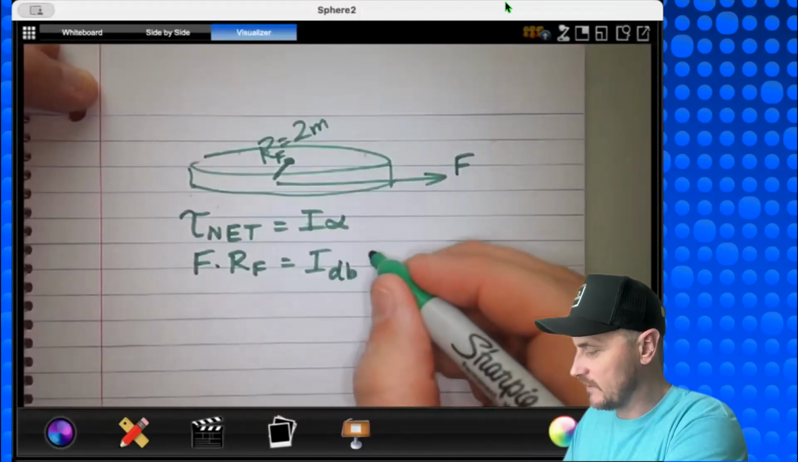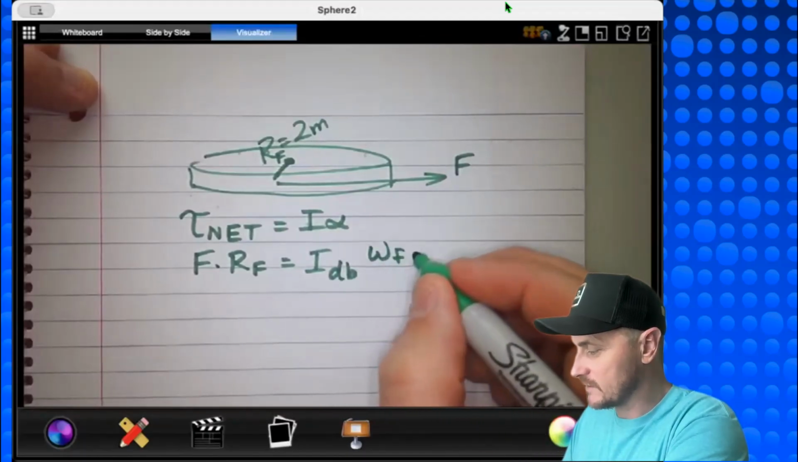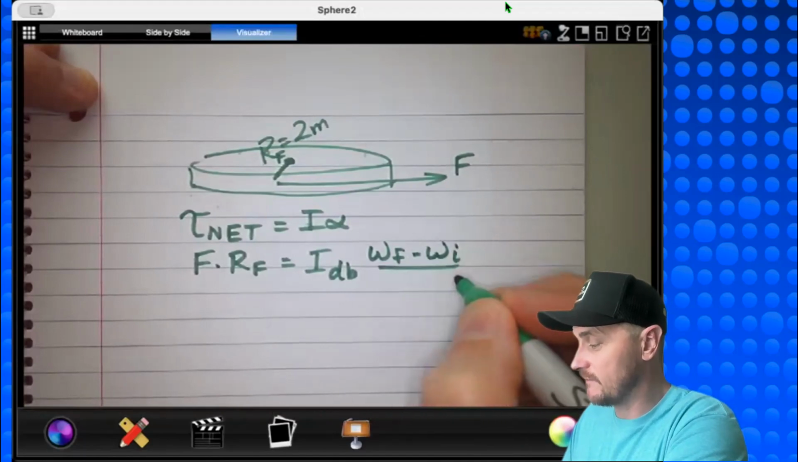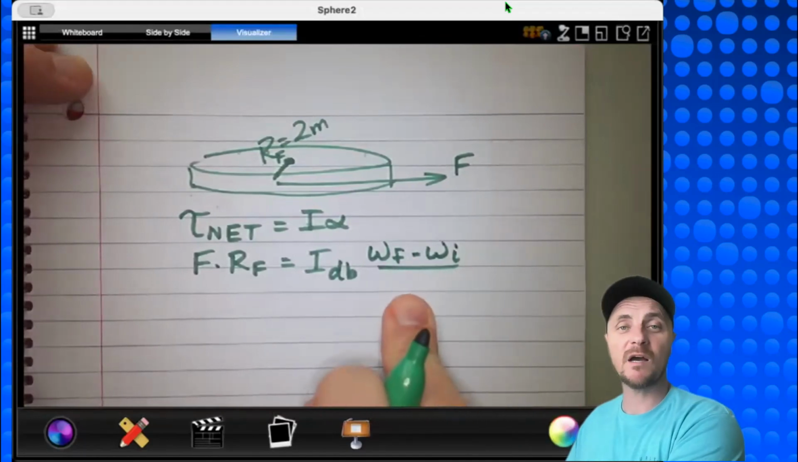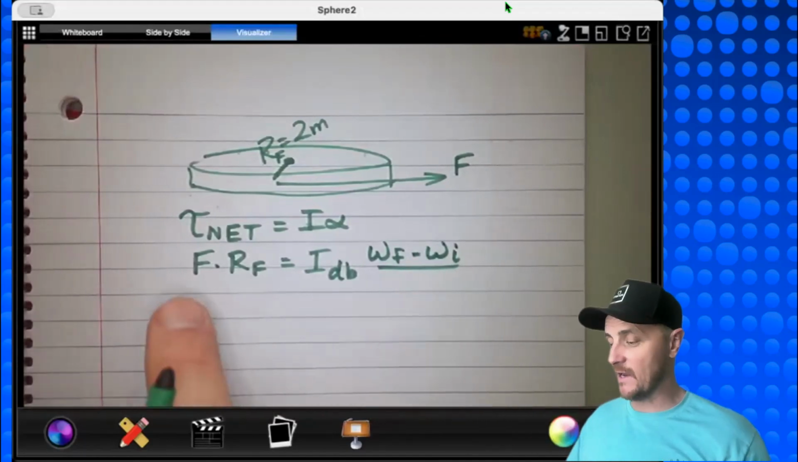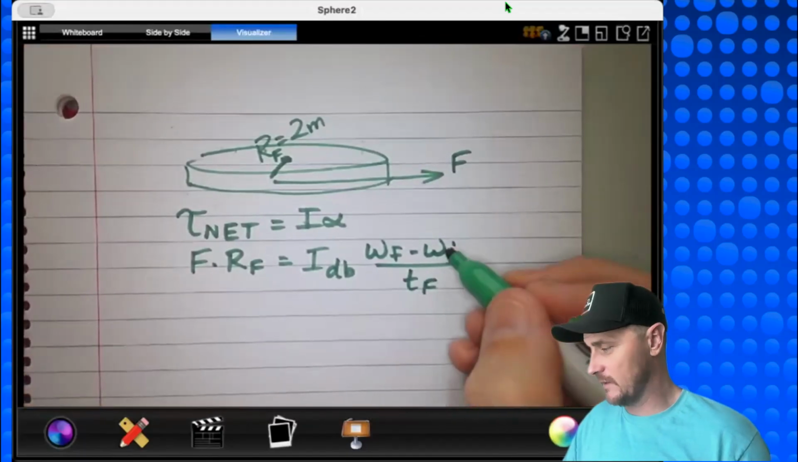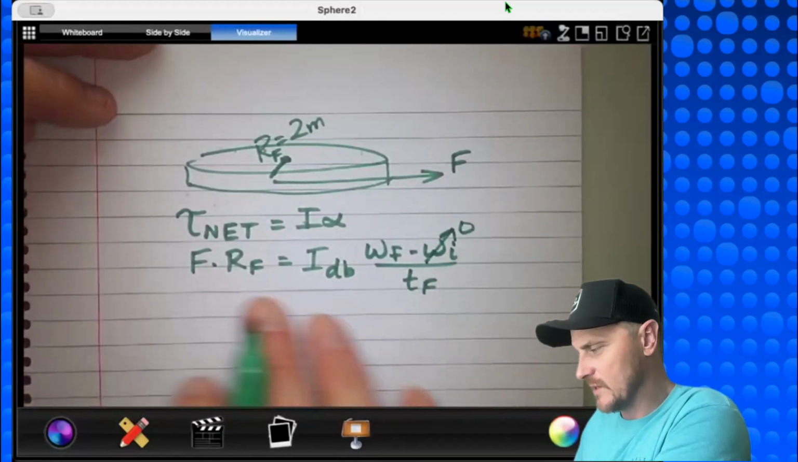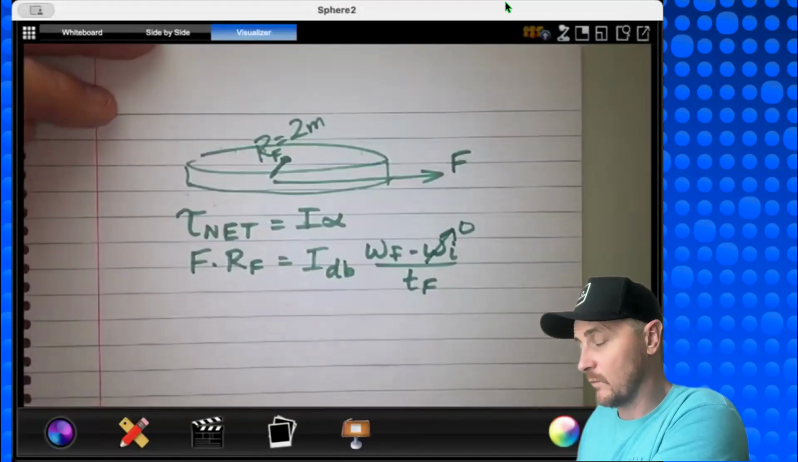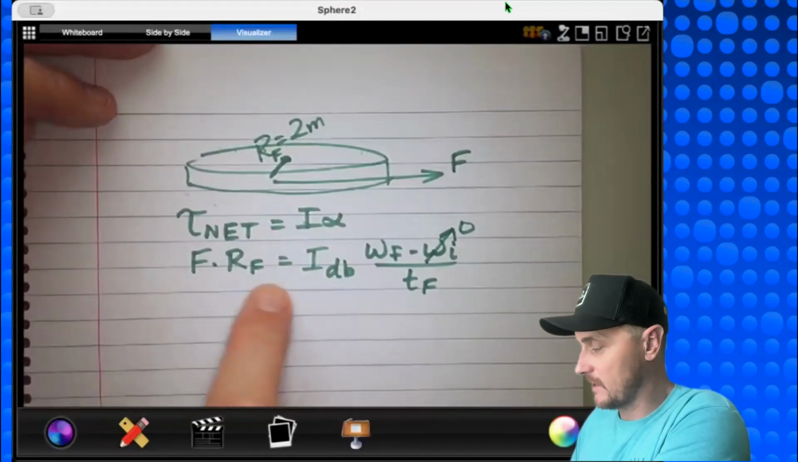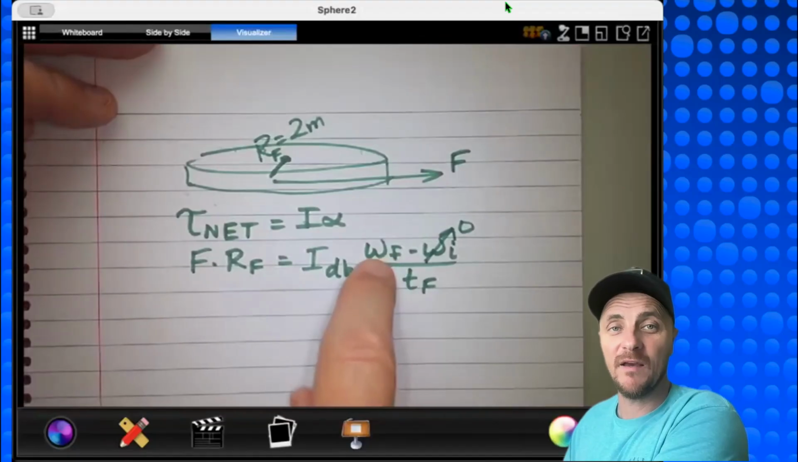Now remember what alpha is. It is the final angular velocity minus the initial angular velocity divided by the time. Now what time are we talking about? We're talking about the time that we actually applied that force. So this would be T_F. And my initial angular velocity is 0. So from this expression, I need to ask myself, what do I not have? I've got this, this, and this. What's omega_F? And this is where T_8 comes into play.